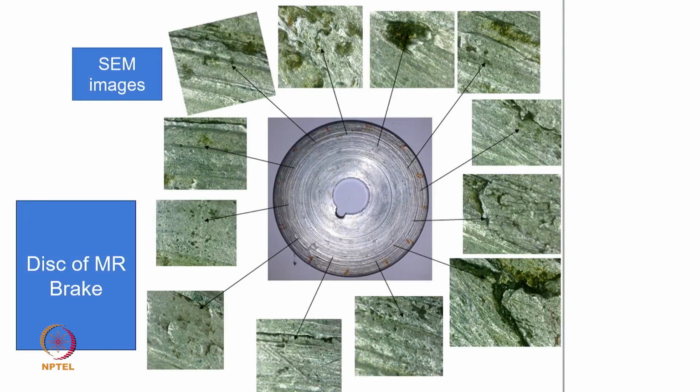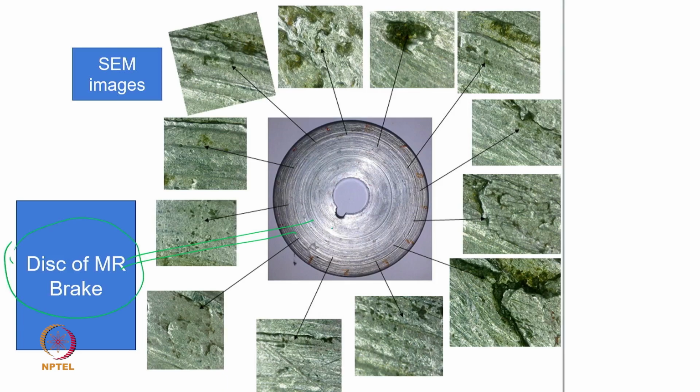I showed this slide in one of the previous lectures. This is the disc of an MR brake, and MR means a magnetorheological brake. We try to remove the brake shoe from the brake system. We say there is no need for the brake shoe and we can go ahead with this kind of unit, but we observed multimode failures. What is a multimode failure?